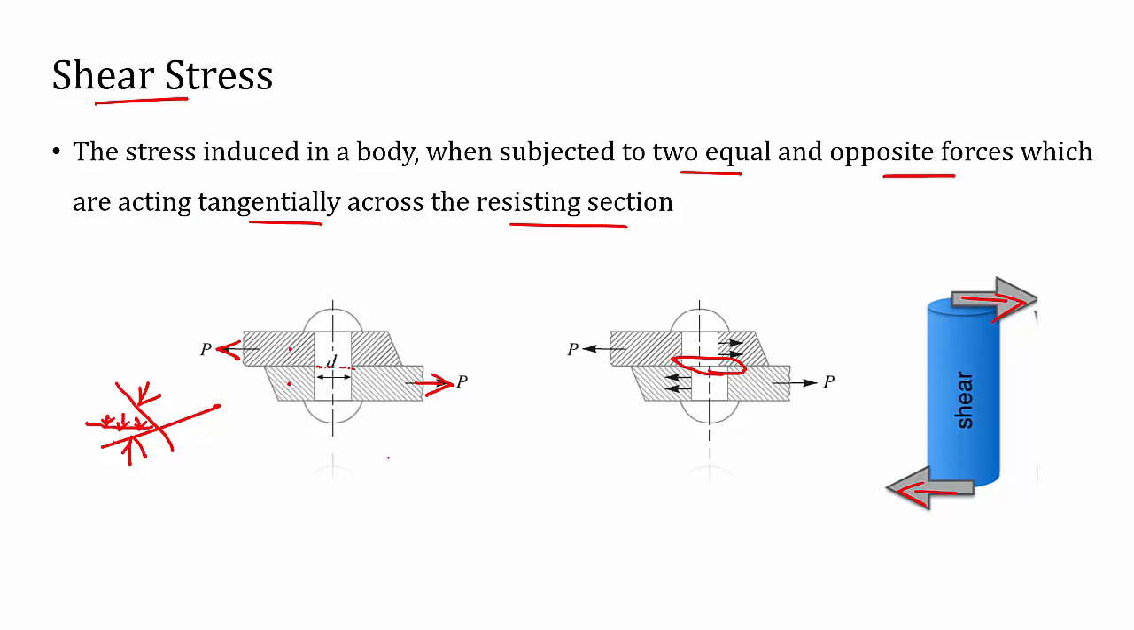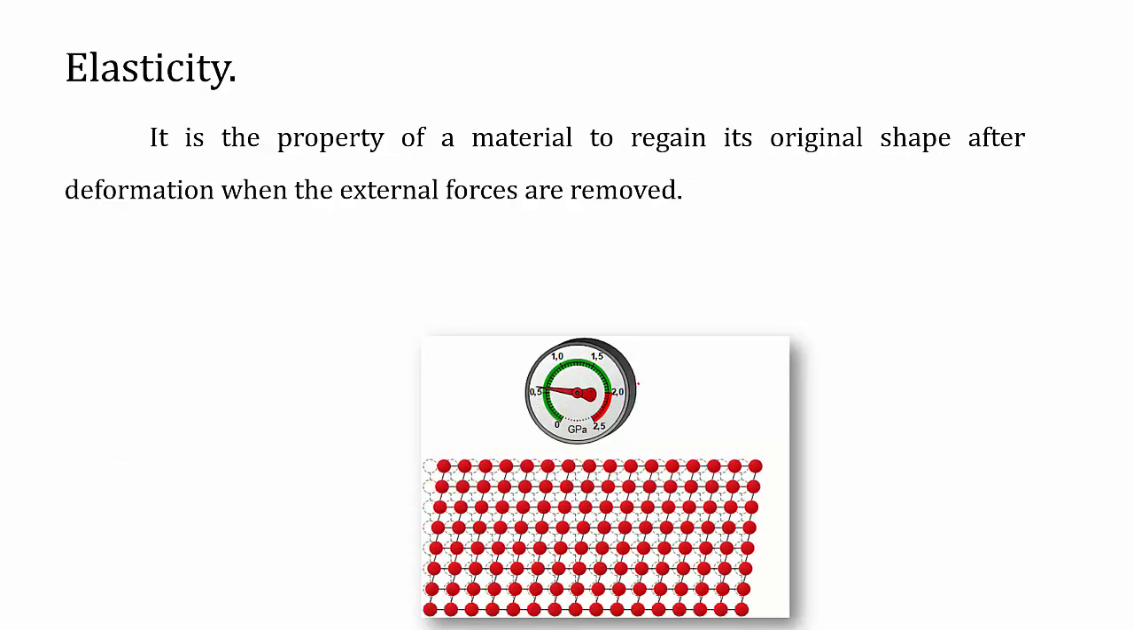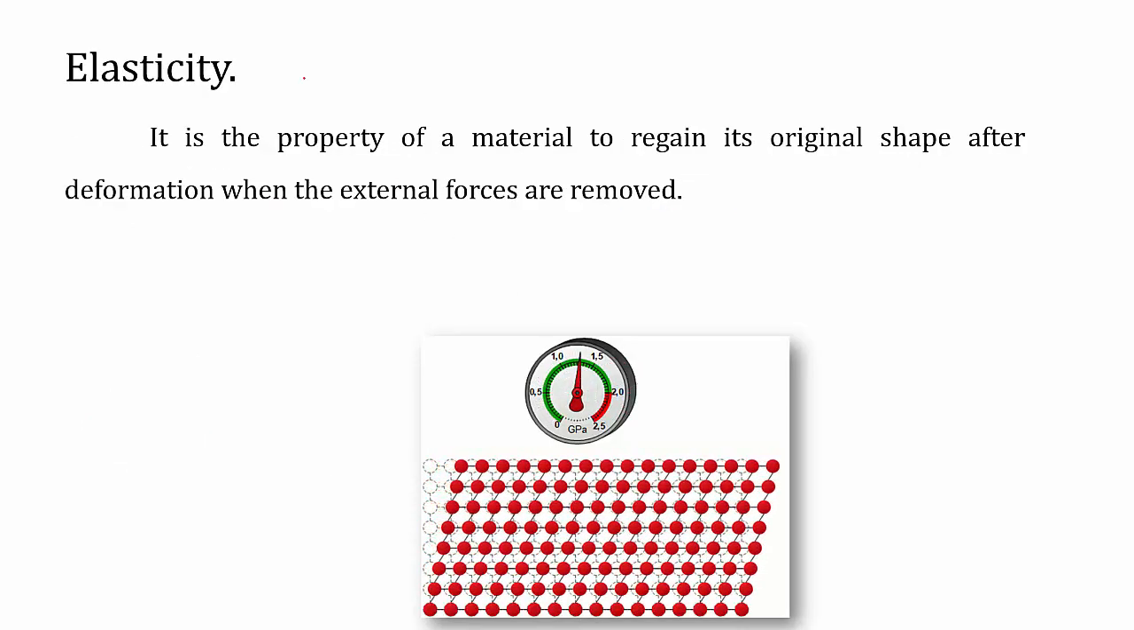So this kind of stress is called shear stress, and here the equation is sigma is equal to P by A. Here A is the area resisting the stress, the area resisting the force. Okay, so this is the shear stress, and here also the unit is Newton per mm square. Okay, the next, so these are all the different kinds of stresses.